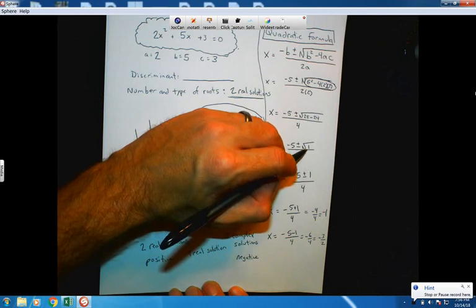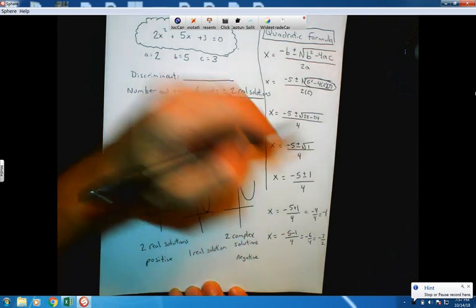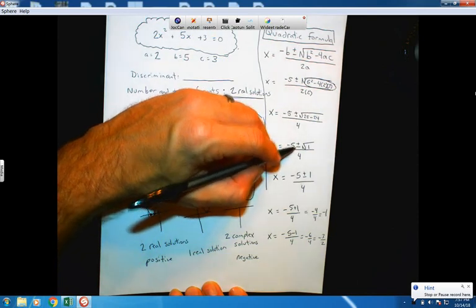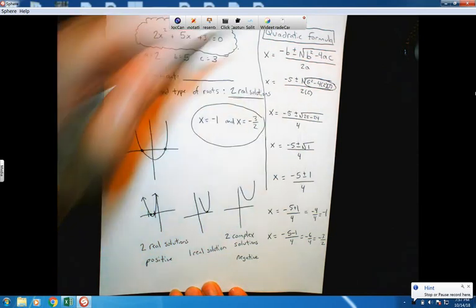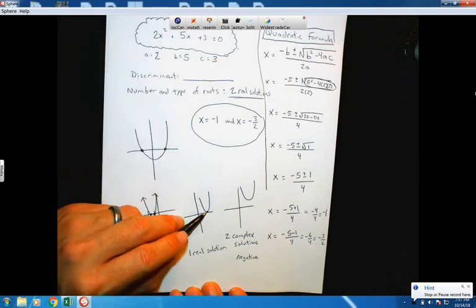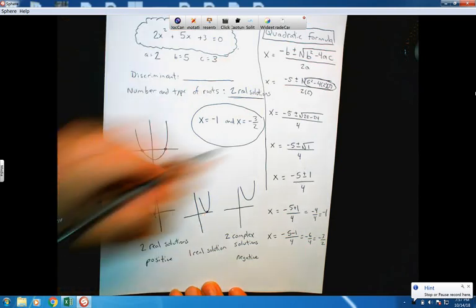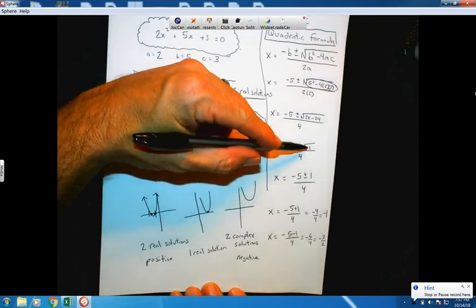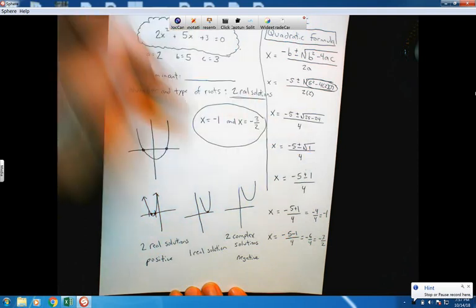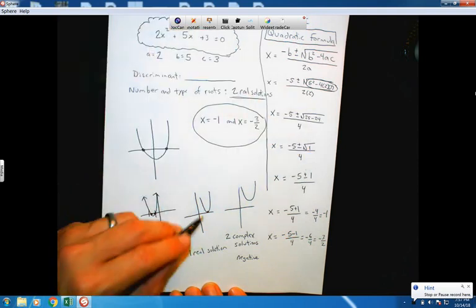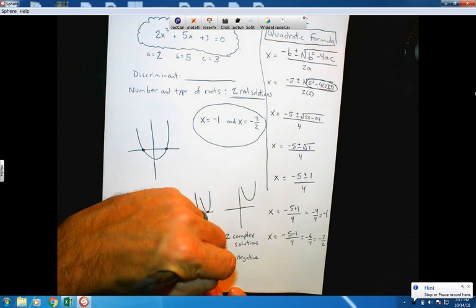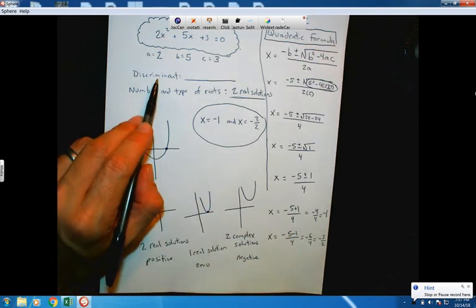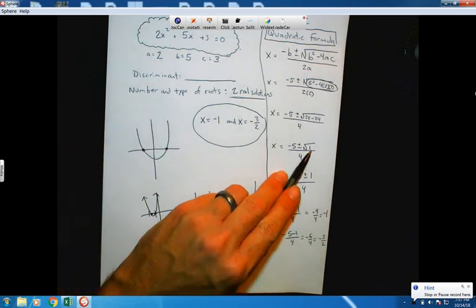And if the number is not positive and it's not negative, then the number is 0. If you take the square root of 0, you just get 0. And if you add 0 and subtract 0, you get the same number every time. And since you get the same number both times, that's why you only have 1 solution. So if this number right here had ended up being the number 0, then we would have said that the discriminant is 0, and we would have said that it had 1 real solution.